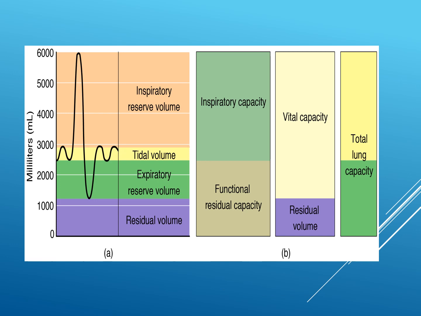So from this picture we can see the various volumes and capacities. In static lung volumes and capacities there are 4 volumes and 5 capacities. So we will see one by one. So the first one is tidal volume.